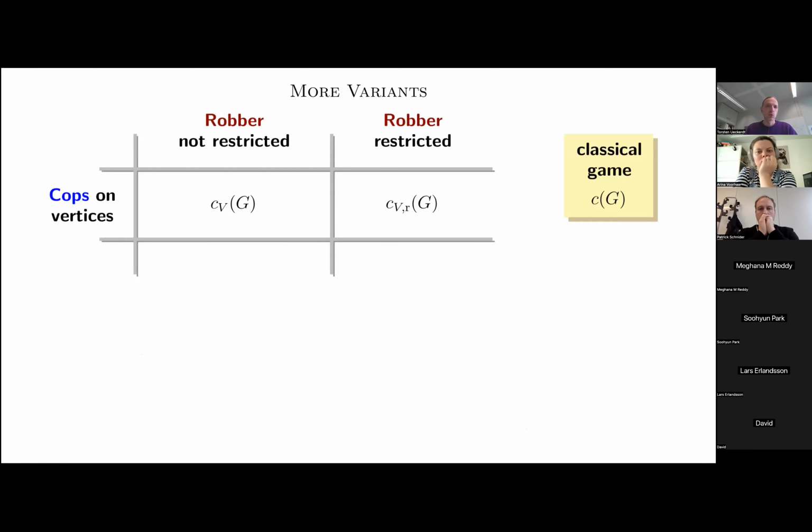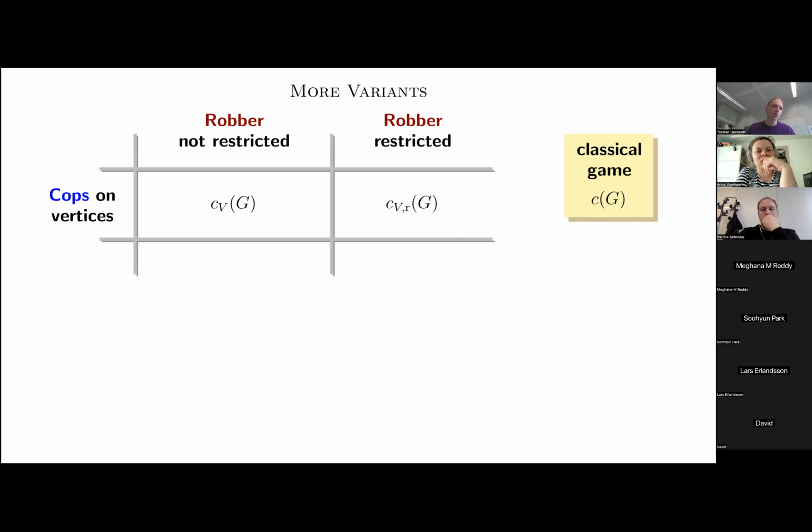Okay, so there is actually going to be more variants. So the slide already tells you that there's going to be more variants. But before I show you all the further variants, let's recap and let's compare these things. Yeah. So we have the robber being not restricted, with the C sub V of G. We have the robber being restricted with the C sub V R of G. Both are surrounding cop numbers, and then there's the classical game with just C of G.